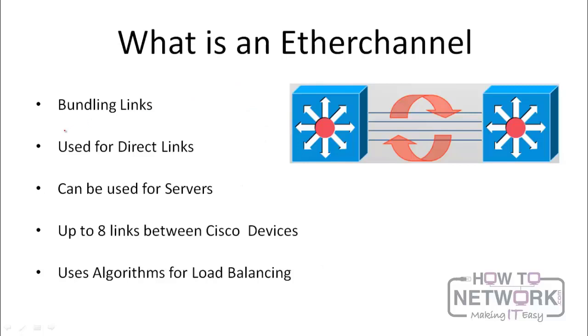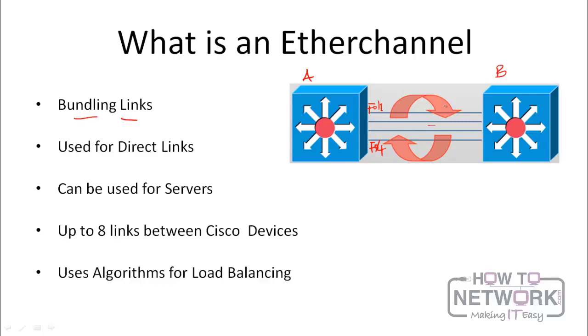An Ether Channel is a protocol that is used for bundling links together. So for instance, if we have two switches, switch A and switch B, and because they're the core switches of the network, we have four links between them. So we have links connected to FastEthernet 0/1 all the way to FastEthernet 0/4.